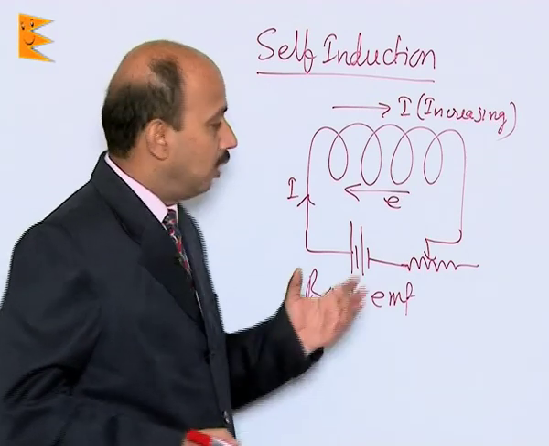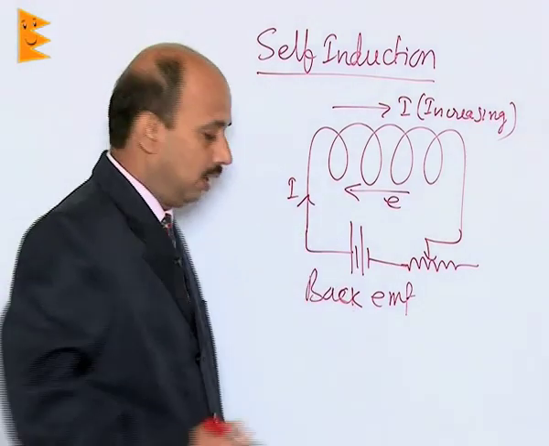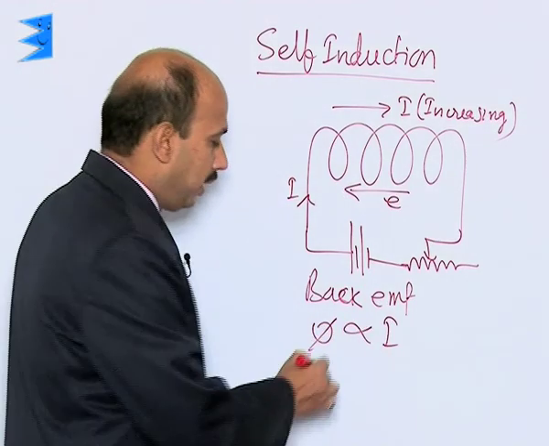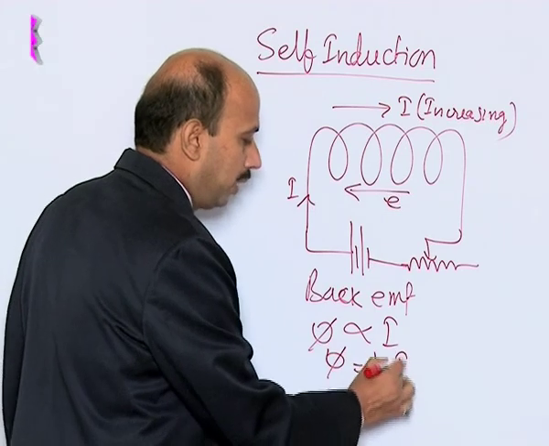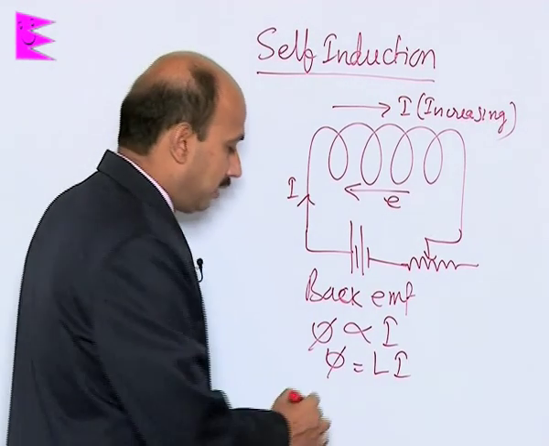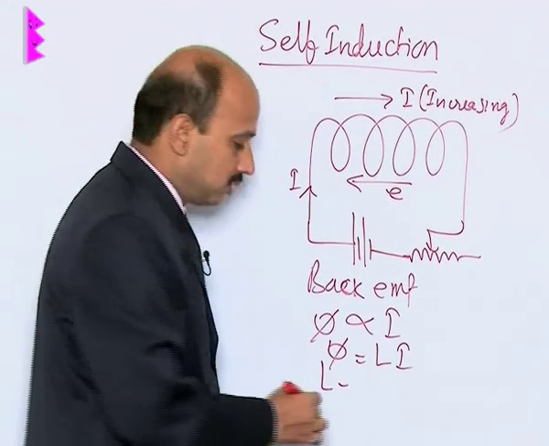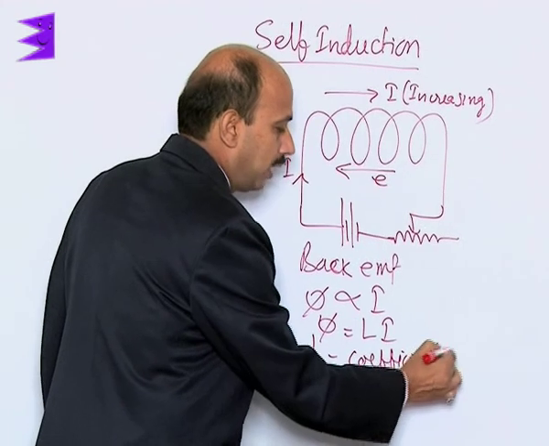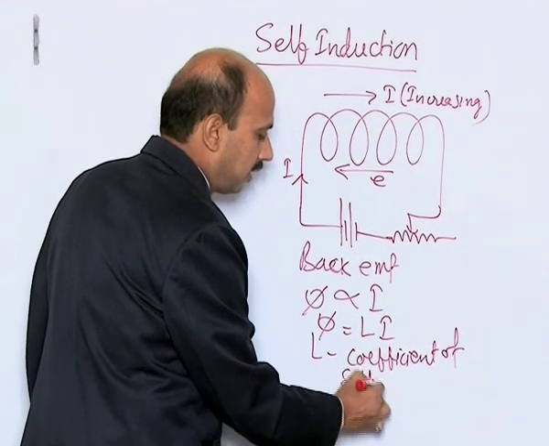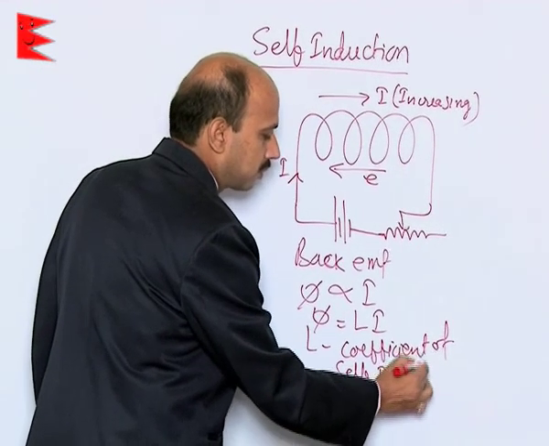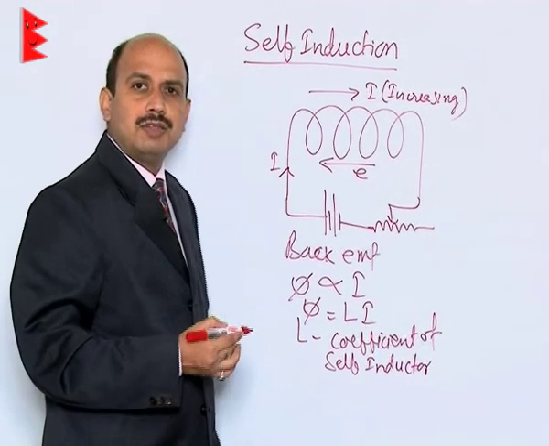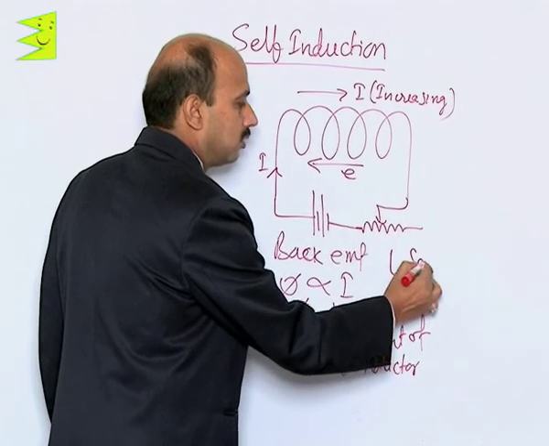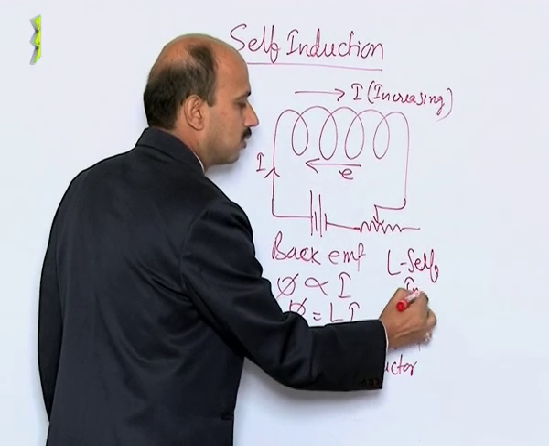And now suppose current I is flowing through this coil, so the total magnetic flux is directly proportional to I. We can write flux phi is equal to Li over here, where L is known as the coefficient of self induction, or you can say simply self inductance.